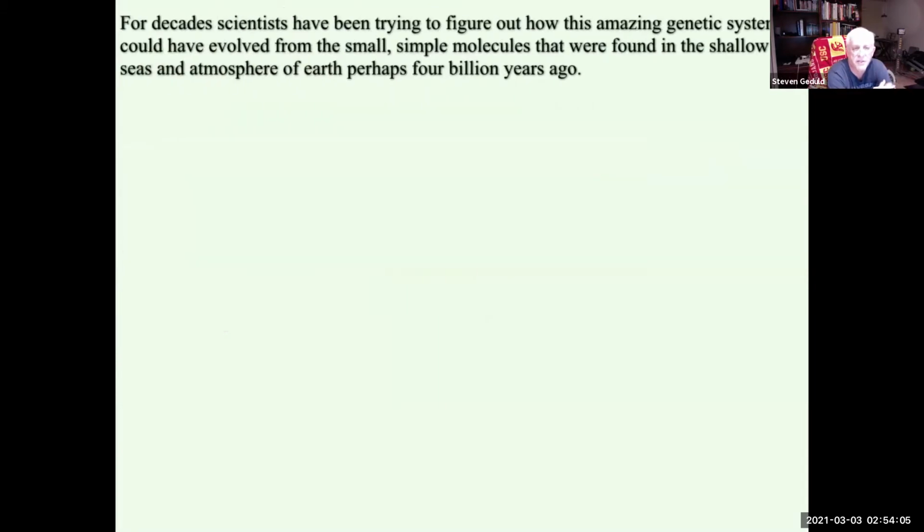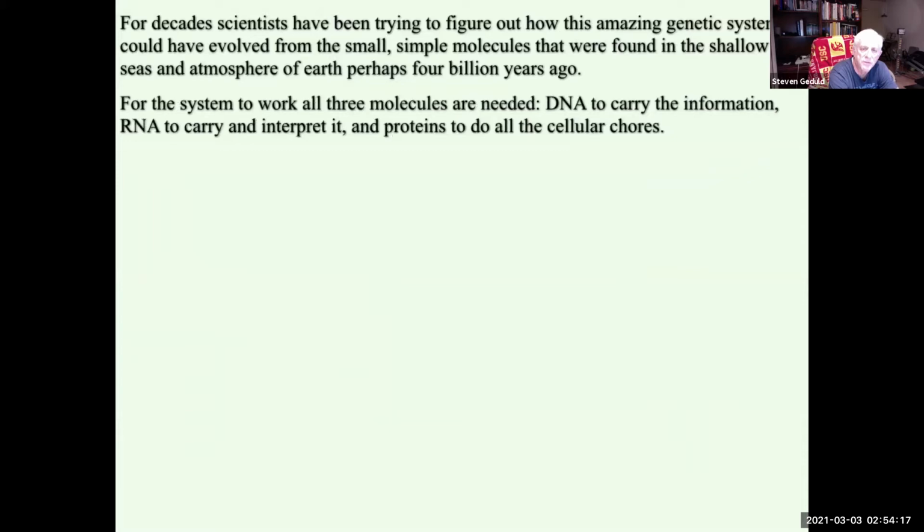For decades, science has been trying to figure out how this amazing genetic system could have evolved from the small, simple molecules that were found in the shallow seas and atmosphere of the Earth perhaps 4 billion years ago. For the system to work, all 3 molecules are needed. DNA carries information, it stores information. RNA interprets it, and then after it interprets it, the proteins are formed by the transfer RNA.